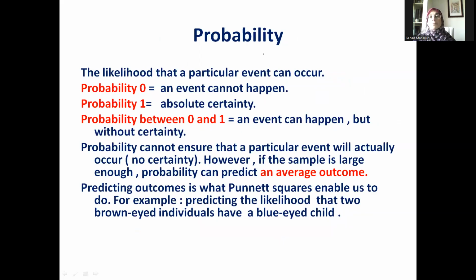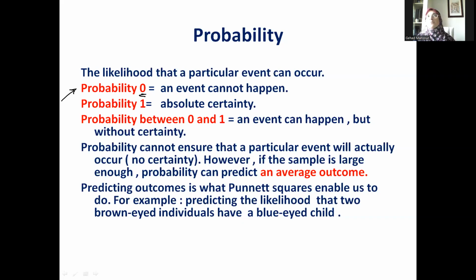And now we move on to a new concept, which is probability or likelihood. The probability of something to occur is the likelihood of something to occur, how likely, how possible this event can occur. If we say that an event has a probability of 0, this means that this event cannot happen.